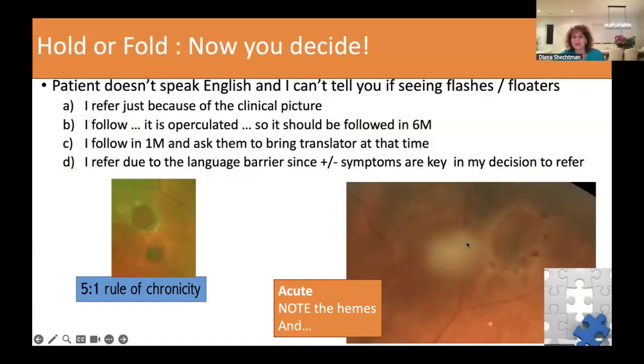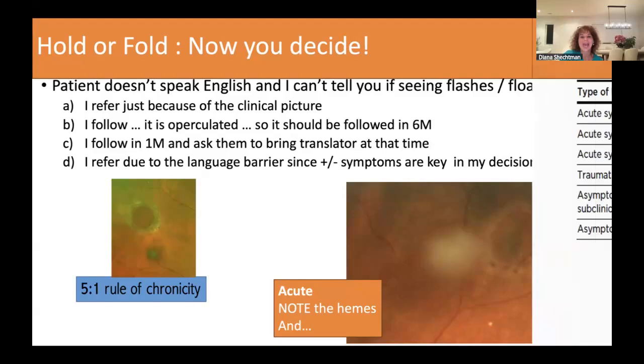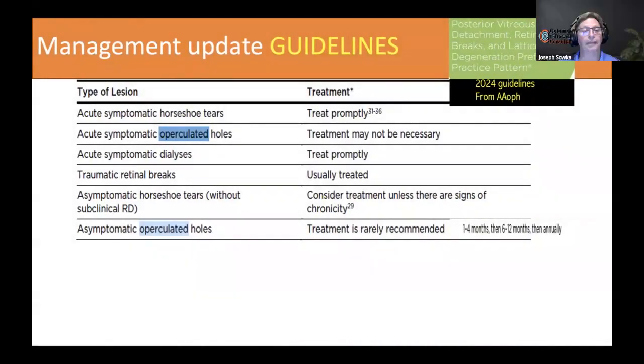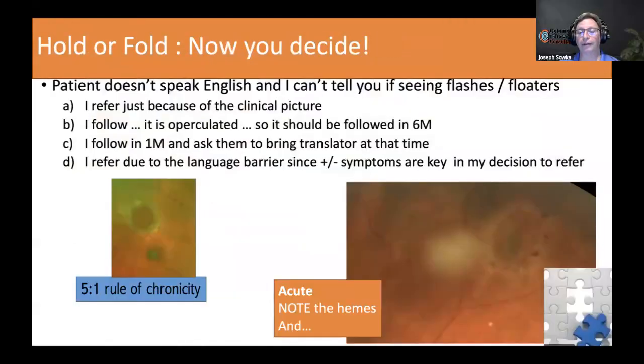But in this particular case, if I am following the patient, I need to follow them sooner, because this patient may have a higher chance of developing a retinal detachment. And that's really what we're trying to prevent. Holes and breaks are treated because of the higher propensity towards a retinal detachment, not necessarily because they have an RD at the time of presentation. And I think if you go back just a little bit, the fact that the operculum on the right is somewhat robust and there's some hemorrhage there, it does tell you it's acute.